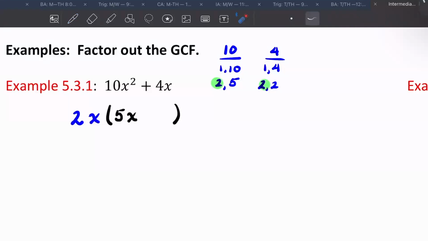The way you can check yourself is multiply back through, right? Distribute back through. 2x times 5x gives you 10x squared, okay? And then for the second term, 2 times 2 gives you 4, and then you took out an x and you only had an x. So 2x times 2, right? We're checking 2x times 2 gives you 4x, right? So this is your answer. Okay, that's all you do.